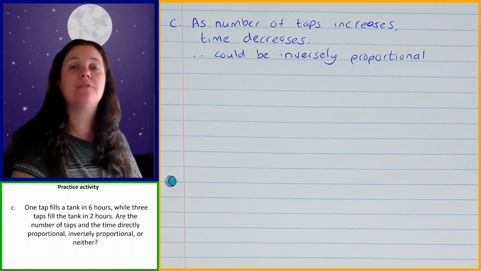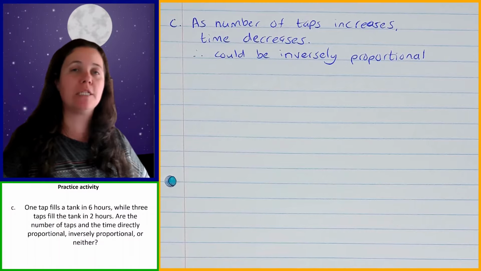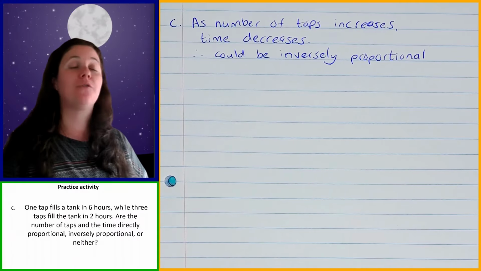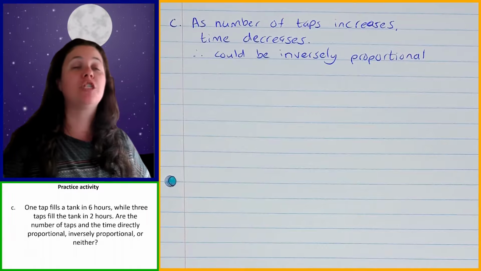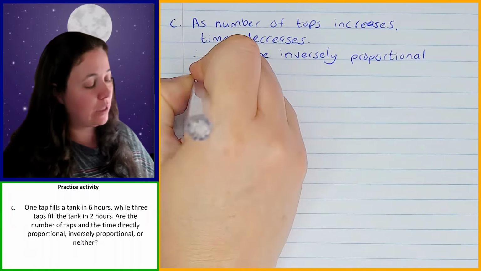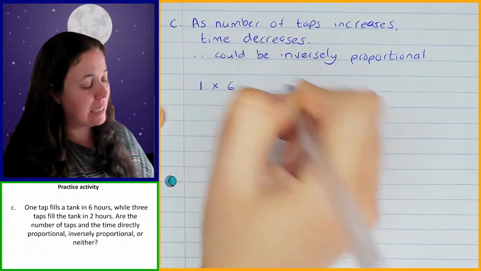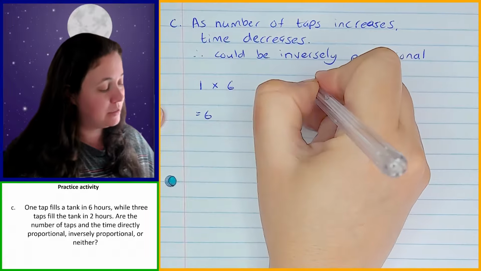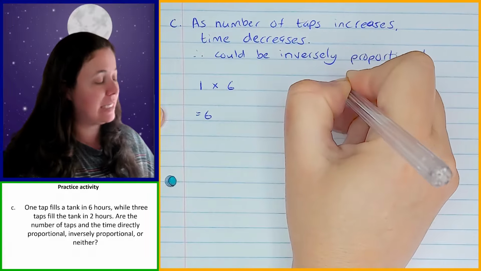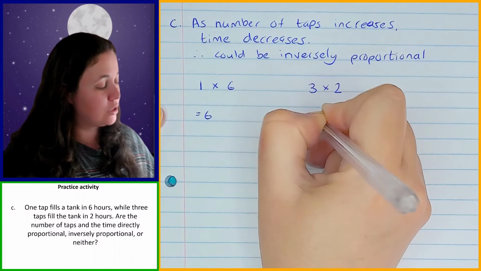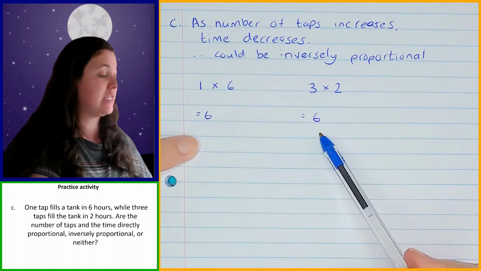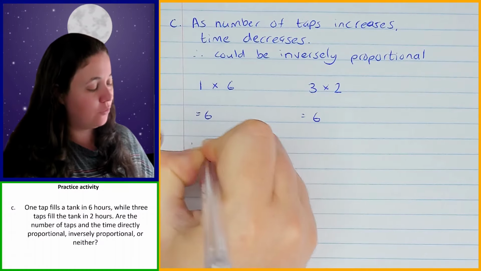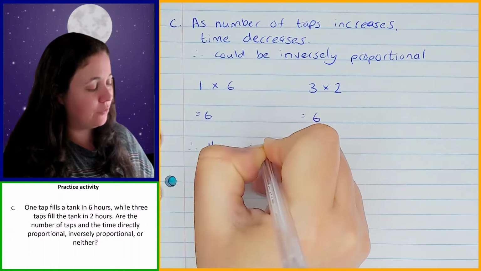Okay, so once I've identified that, now I know what to do, because when I'm wanting to test if something is inversely proportional, I'm going to be multiplying the two variables together. So I'm going to take the first set of variables, which is 1 tap, which takes 6 hours. So I'm going to be multiplying the 1 tap by the 6 hours, and that gives me 6. The second set is if I have 3 taps, and I multiply that by the time that it takes, which is 2 hours. And that is also 6. So because these both gave me the same result, I can now say that it is inversely proportional. So therefore, they are inversely proportional.